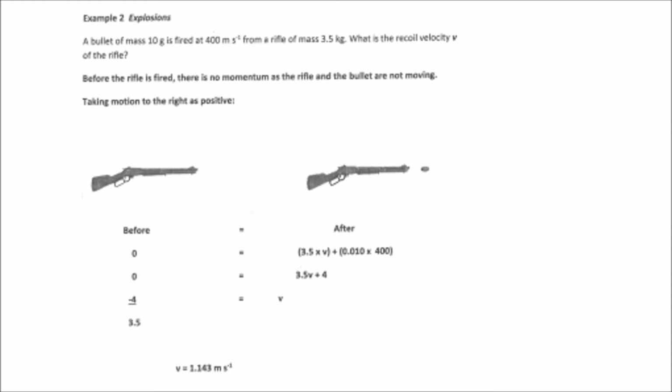Okay, the total momentum before is 0. The total momentum after is the recoil momentum of the rifle, which will be negative, and the momentum of the bullet. Chuck the numbers in the calculator, and it comes out as 1.14 meters per second. Double check that yourself on the calculator for me, please.